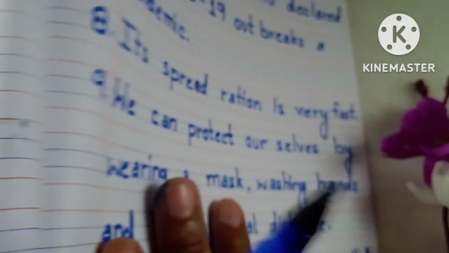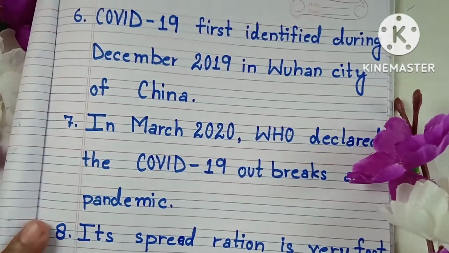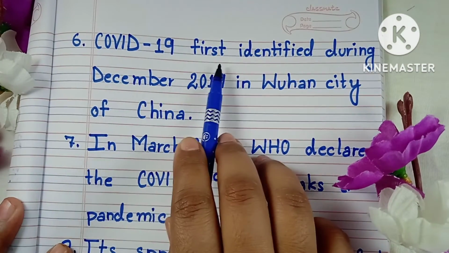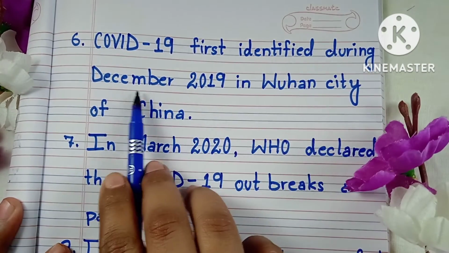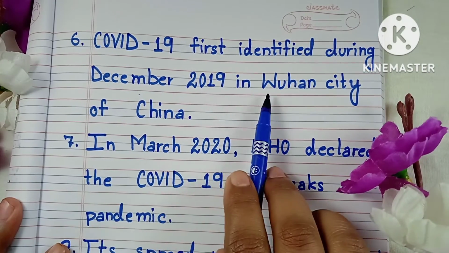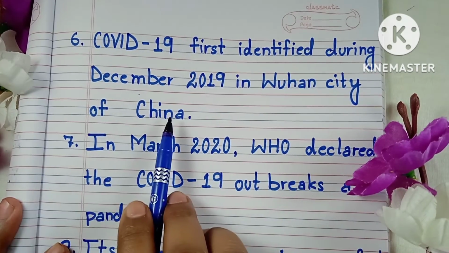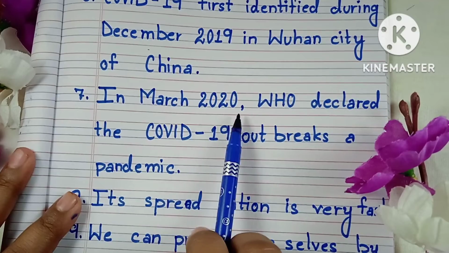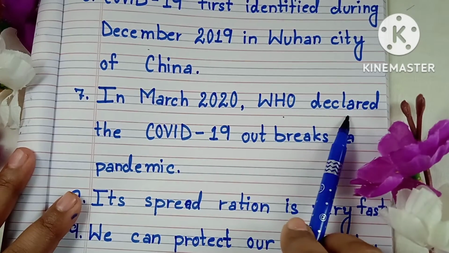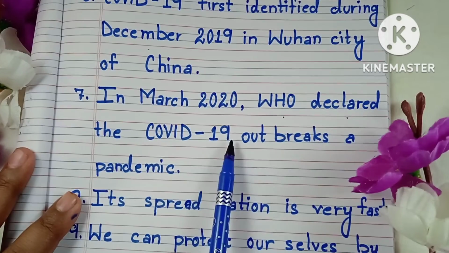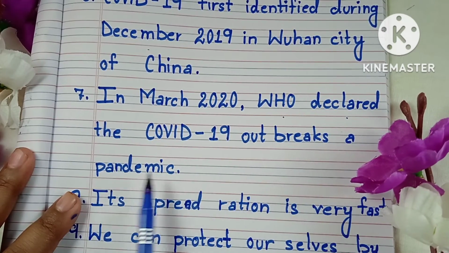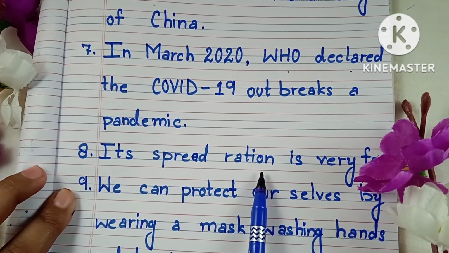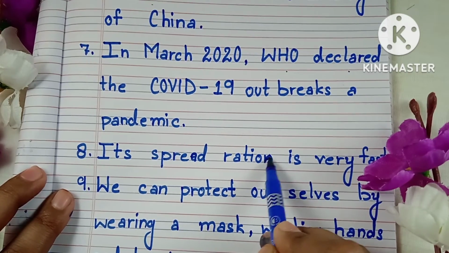Number 6. COVID-19 was first identified during December 2019 in Wuhan City of China. Number 7. In March 2020, WHO declared the COVID-19 outbreak a pandemic. Number 8. Its spread ratio is very fast.